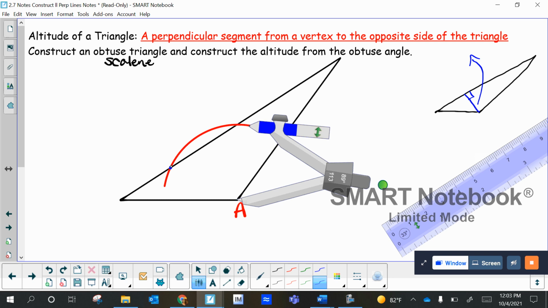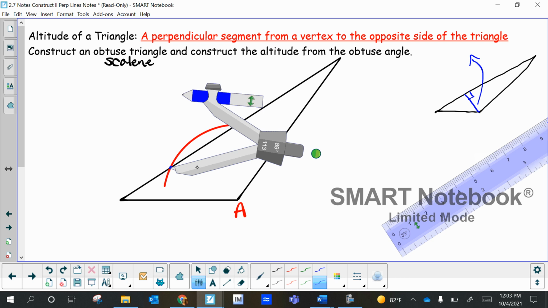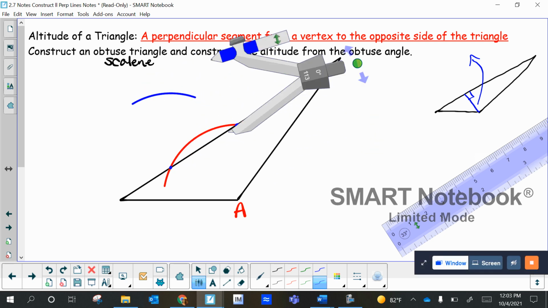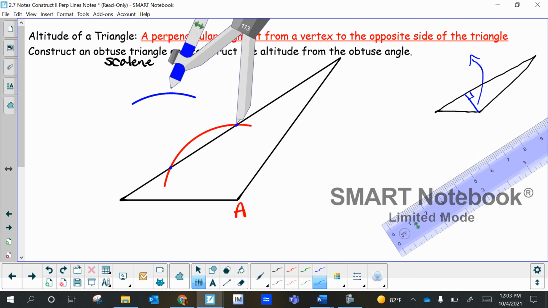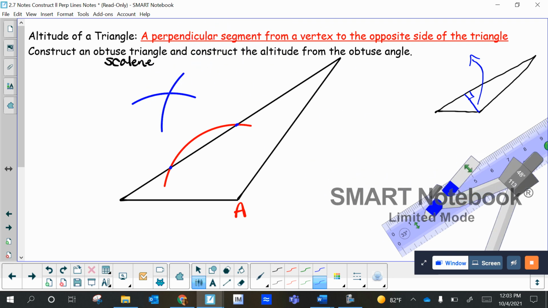If you want to label them with some color, you can. You don't have to. And then now I'm going to place it here on that blue point. I'm going to make an arc outside of the triangle. Place it on the other blue point. Make an arc outside there.